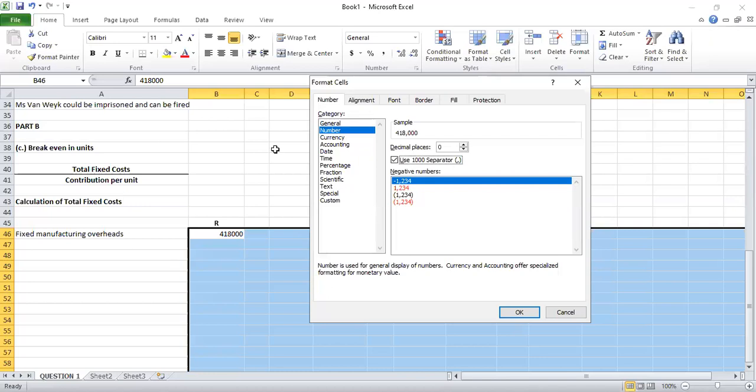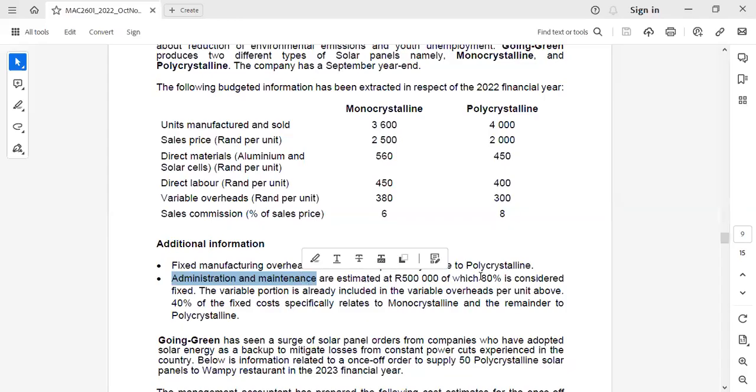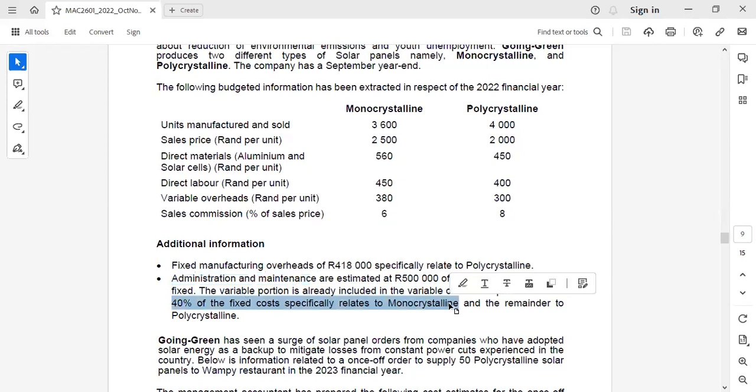Right. Then I know that there's also the administration and maintenance. There are 500, of which 80 are fixed. So multiply by 80%. But out of those 80%, 40 are for monocrystalline. If 40 are for mono, that means for poly, the product that we want, is the remainder, which is 60. All right. So we're going to say administration and maintenance.